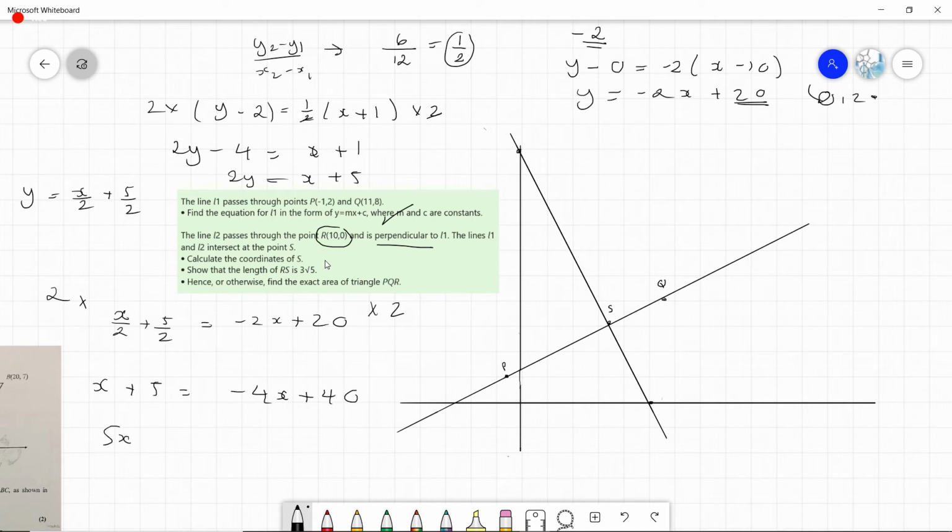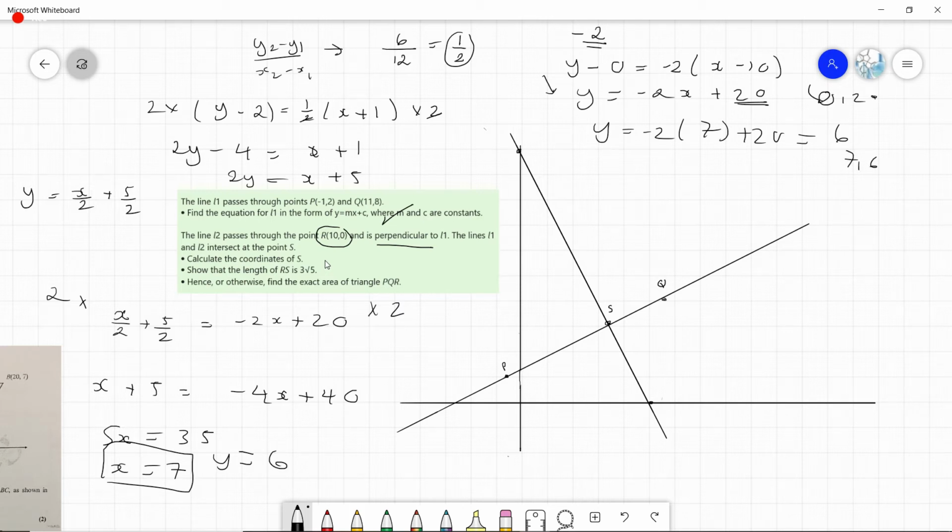And then getting the x's on this side gives me 5x. Switching the 5 on that side will give me 35. So x therefore is 7. Now we've got x, we want to get y. I'm going to choose this equation to get y. So y will be equal to minus 2 open bracket 7 plus 20, which gives me a nice answer of 6. So my coordinate of S is going to be 7, 6. Straight away I can find that as 7, 6.